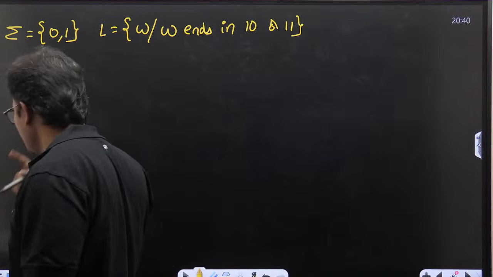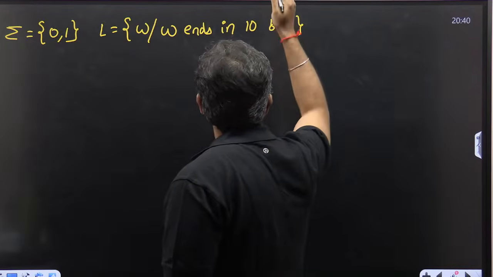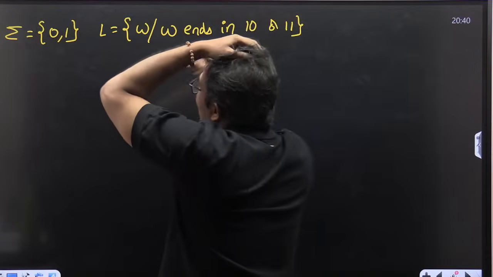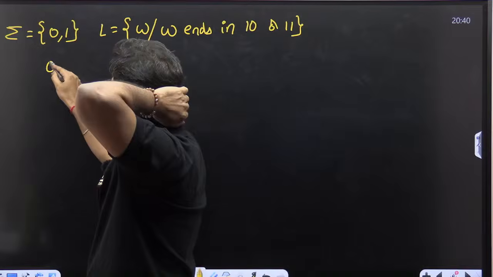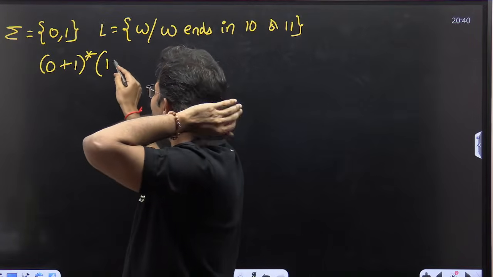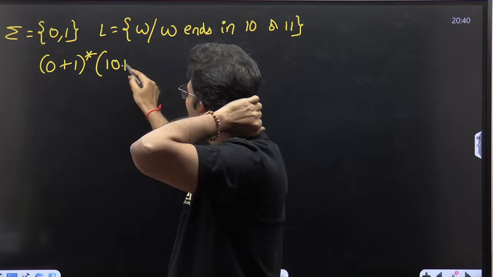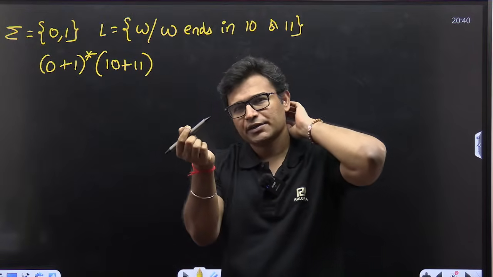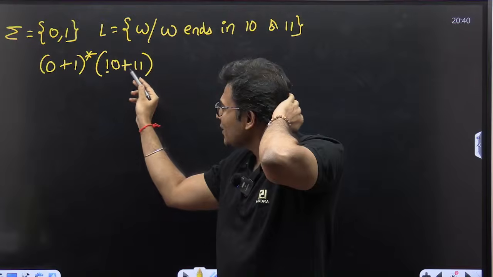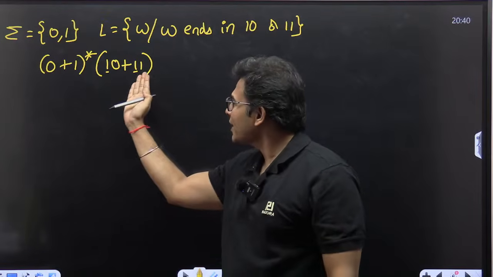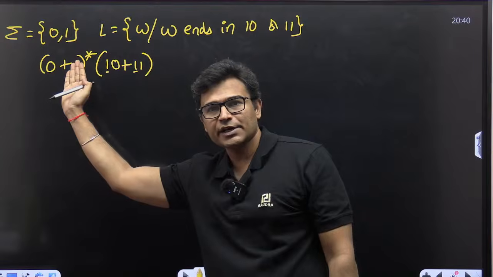Okay, let me do it. So, ending with 10 or 11. How can you write it, guys? The starting part can be 0, 1 and the ending has to be 10 or 11. Now you have to observe one small point here. When I have 1 here and 1 here, I can pull 1 out as common from the left side.